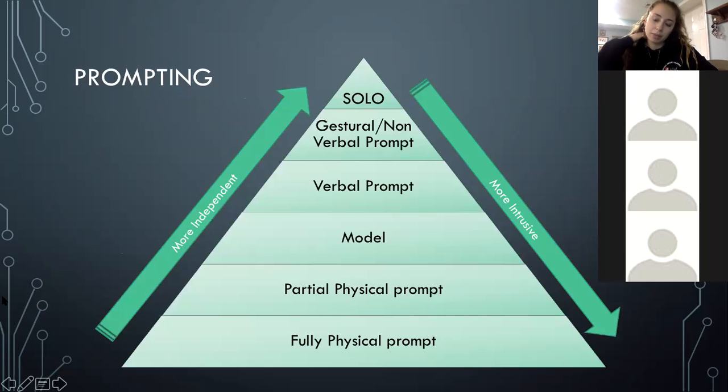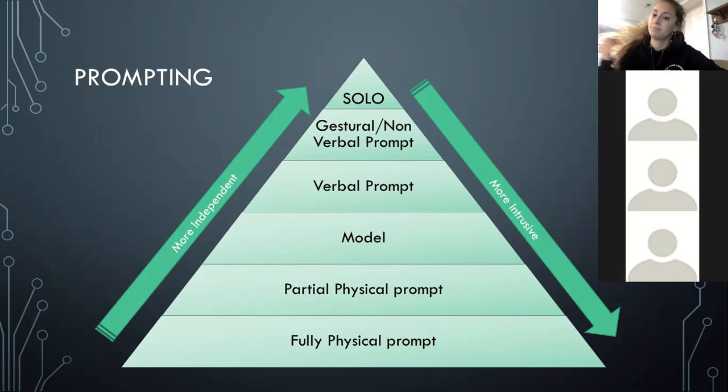So prompting, I know you guys all know this because we see it every day, but there is a hierarchy of intrusiveness and independence when talking about prompts. So independent, can they do it by themselves? Gestural or nonverbal prompts, so maybe I'm asking which one's green, but I'm holding the green card a lot closer to you so that you're going to pick the green card. A verbal prompt, maybe I'm saying their name to get their attention, but I have to say, look at my eyes. That would be a verbal prompt, right?